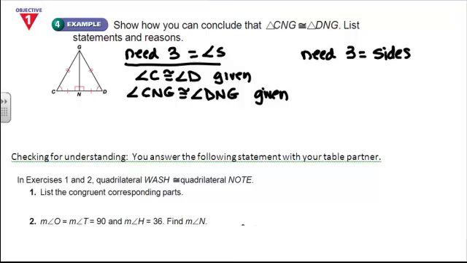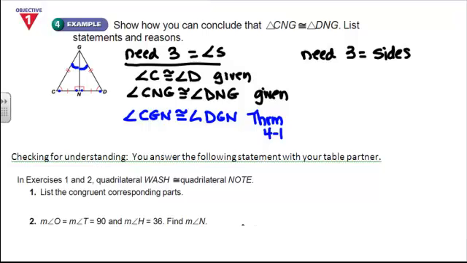However, what I don't have marked is these angles up here. But from the theorem I just read, if 2 angles of one triangle, angle C and angle N, are congruent to 2 angles of another triangle, angle D and angle N, then the third angles must be congruent. So I can say that angle CGN has to be congruent to angle DGN because of this theorem 4.1.